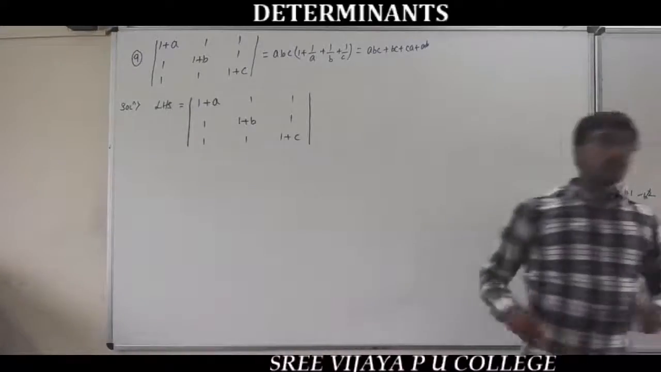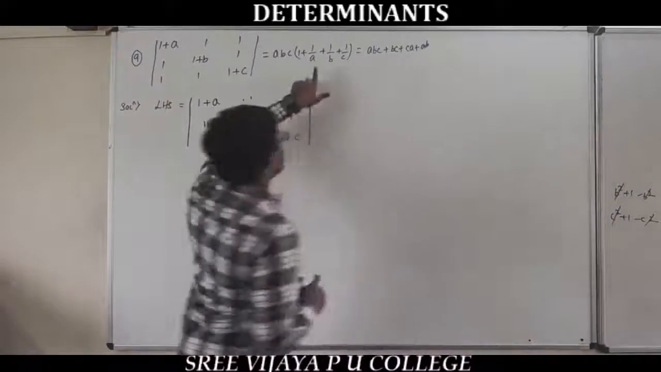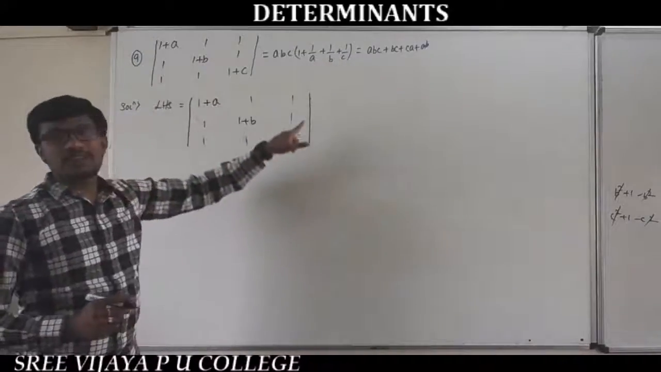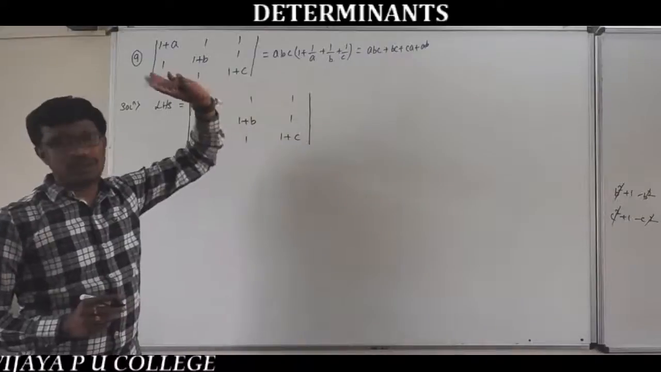Okay. So now what we can apply means, see on the right hand side you want 1 by A, 1 by B, 1 by C, right? In this problem, there is nothing like this, like 1 by A, 1 by B, 1 by C, no, right?